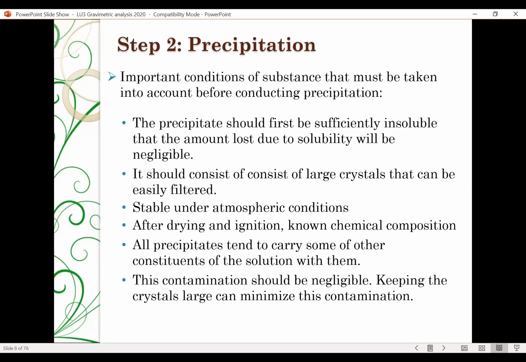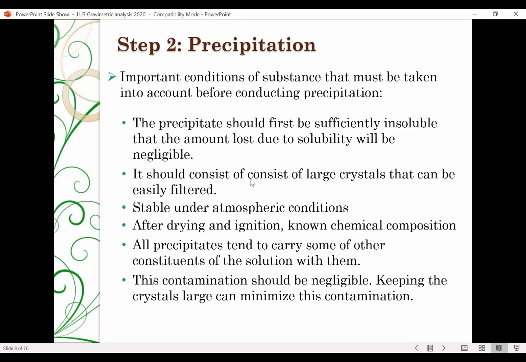This is the second step. The second step after you have prepared the solution is to conduct the precipitation process. Remember again, the precipitation process is the process of adding precipitation reagent to your solution so they can form the final product, which is solid precipitate. And this precipitate, we want it to be in the form of large crystals so it can be easily filtered.